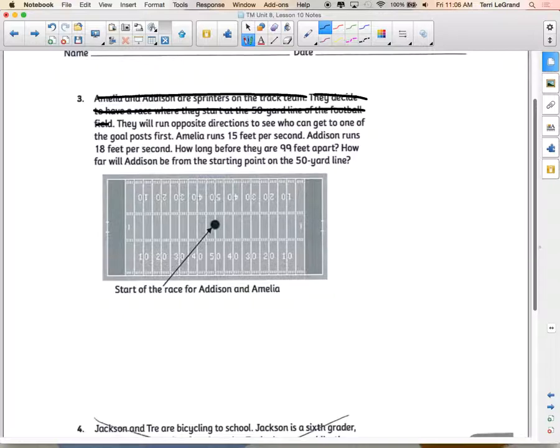So this time they're not meeting in the middle, we're going out. So let's do this. Let's say one of them is going this direction, the other one's going that direction. One of them is Amelia. The other is Addison. So they will run in opposite directions. Now that we've done that on our picture, we can get rid of that part.